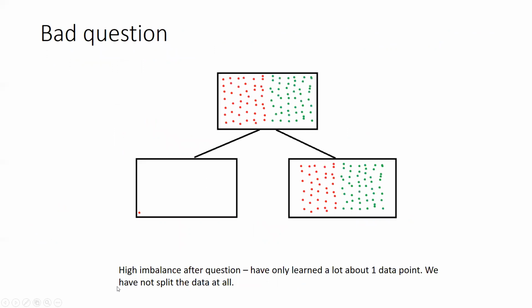So, bad question. If we have our equal state before in the parent node at the top, and a question will just take one of these data points and put it on the left, but the rest stay on the right. Well, clearly we know intuitively this is a bad question, because although we've learned a lot about this one data point, we've not learned anything about the remaining 99.99% of the data set. So we've ended up with high imbalance after the question, which is not good. Remember, balanced states, think of the binary entropy function, balanced states contain more information. So this is a bad question, and you can see why that is.